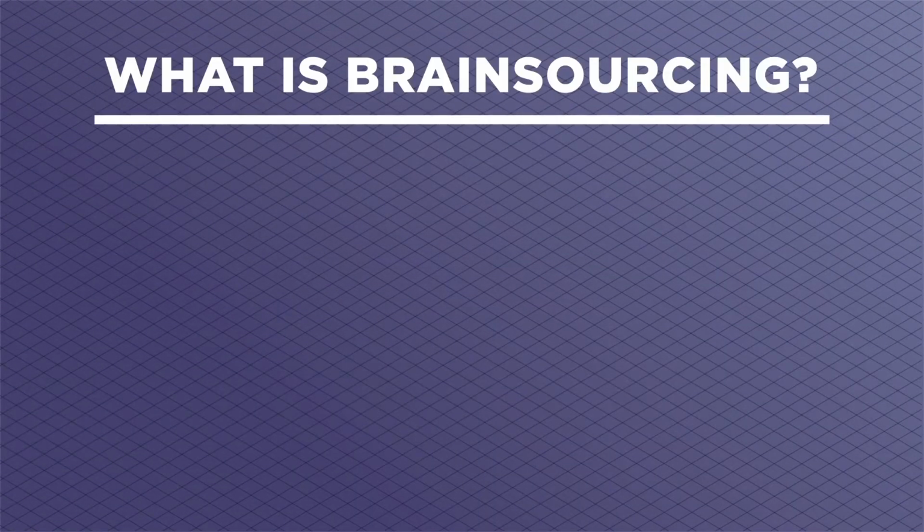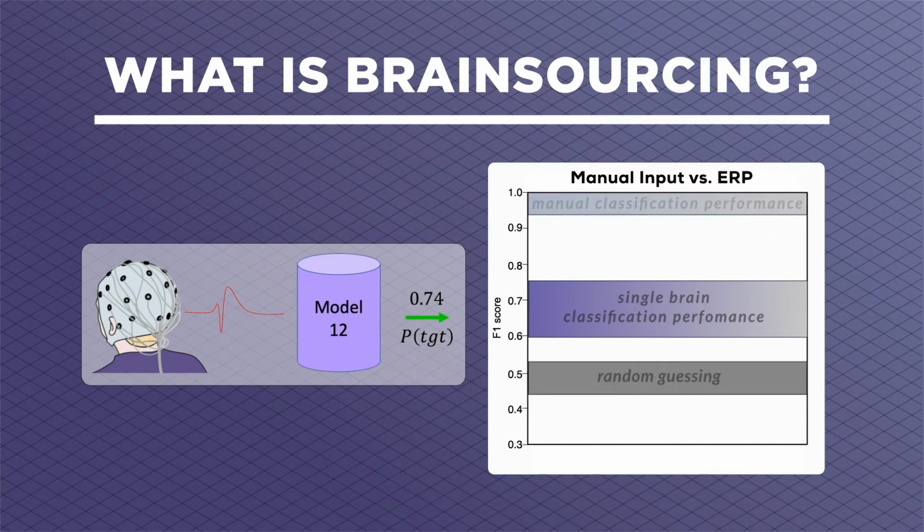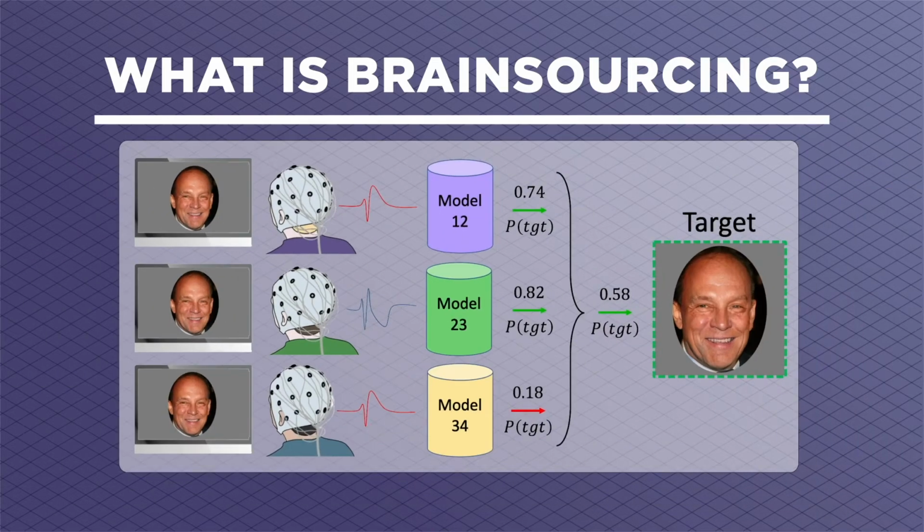Brainsourcing takes this classification approach a step further. The classification accuracy of a single brain-based model, while better than random, is still not high enough to compete with more conventional approaches. Rather than simply relying upon the brain responses of a single individual to determine classes of stimuli, it's possible to combine predictions derived from many individuals' brains. Using this approach, brainsourcing achieves results that are significantly better than any individual model.